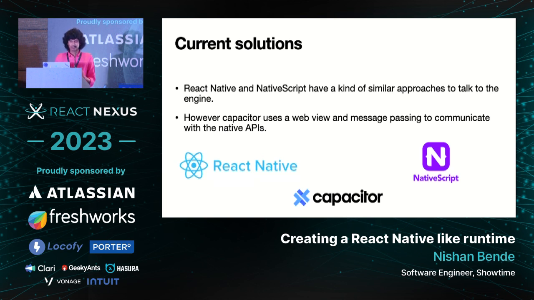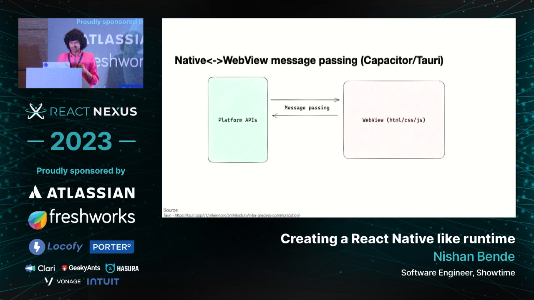Okay, so there are current solutions like React Native, NativeScript. They both use a similar approach to talk to and extend the JavaScript runtime. However, Capacitor uses WebView and message passing to communicate with the native APIs. Also there's a desktop UI library called Tauri. It uses a similar approach: it uses WebView and message passing, like window.postMessage, how we talk to an iframe. It's something like that, but it uses that to talk to platform APIs.